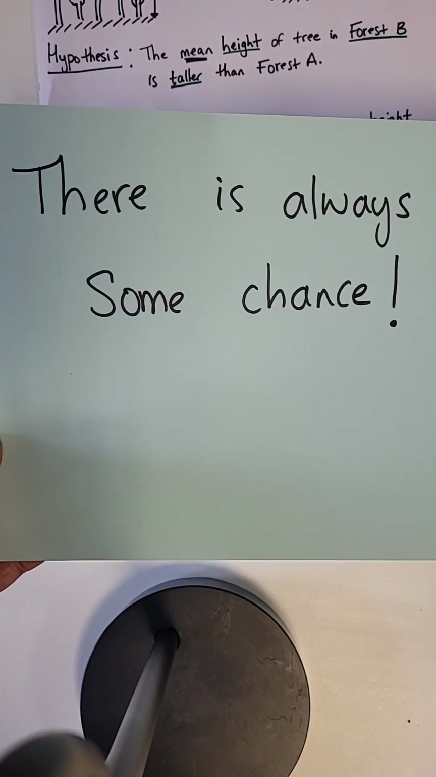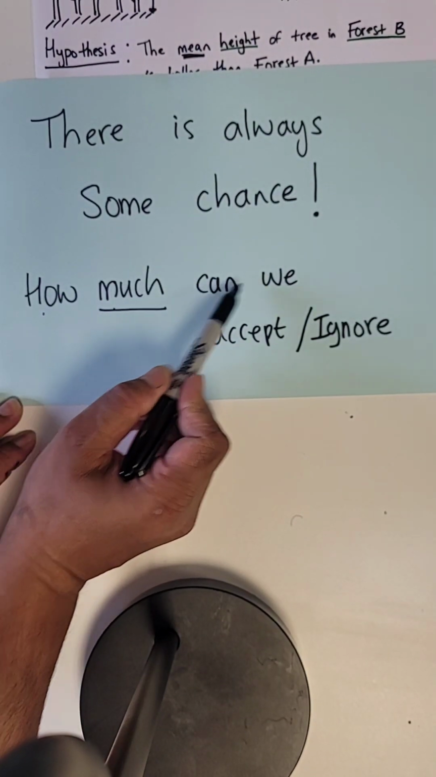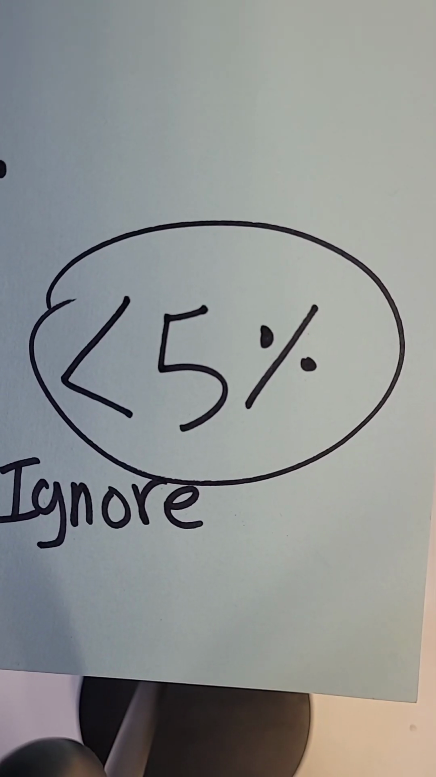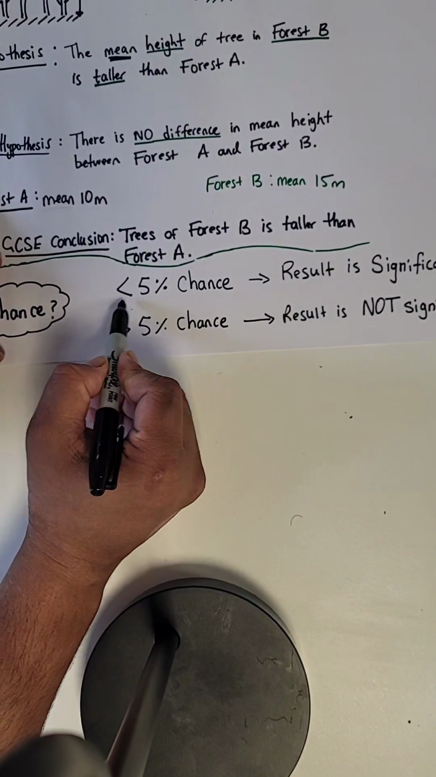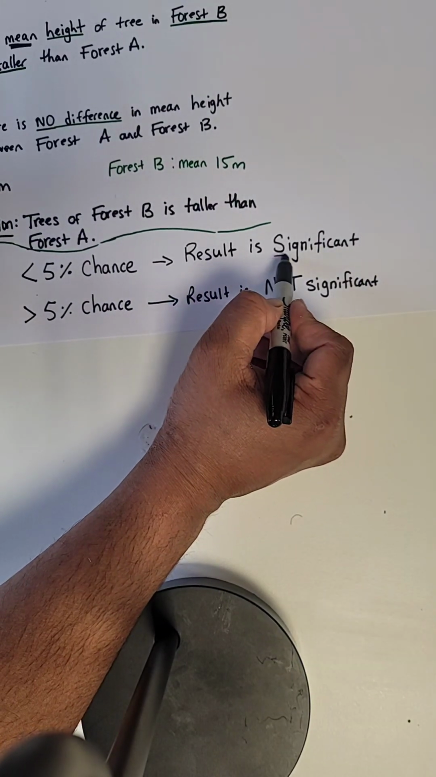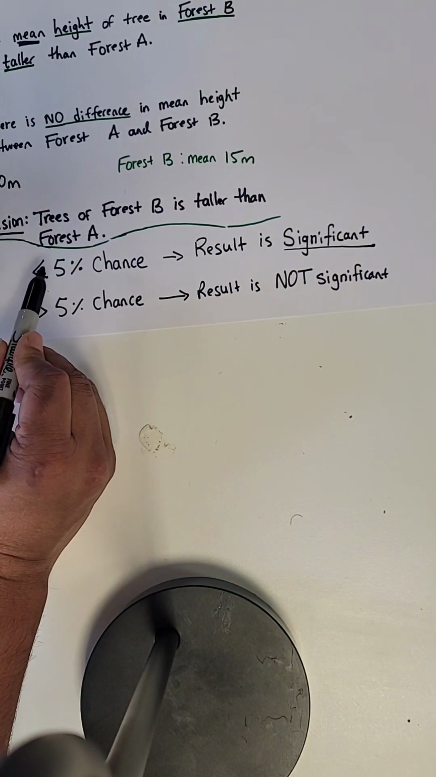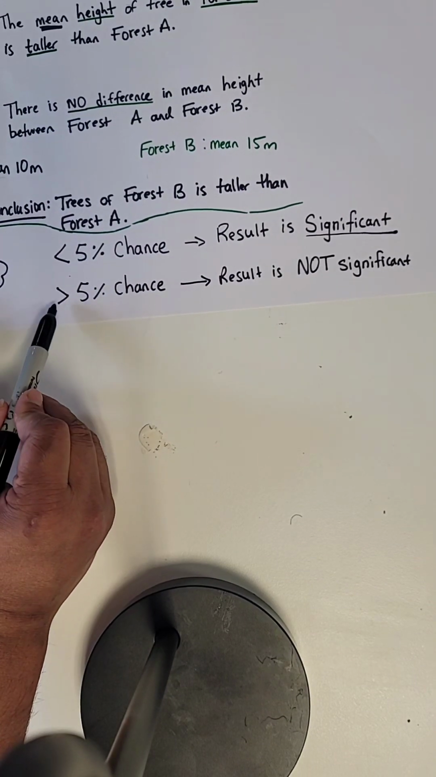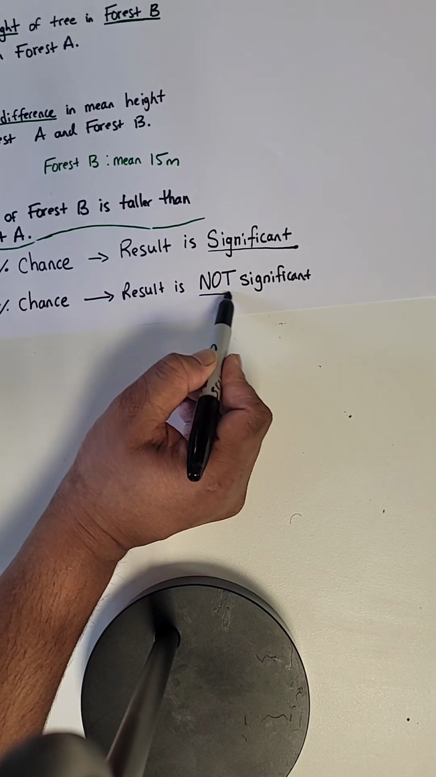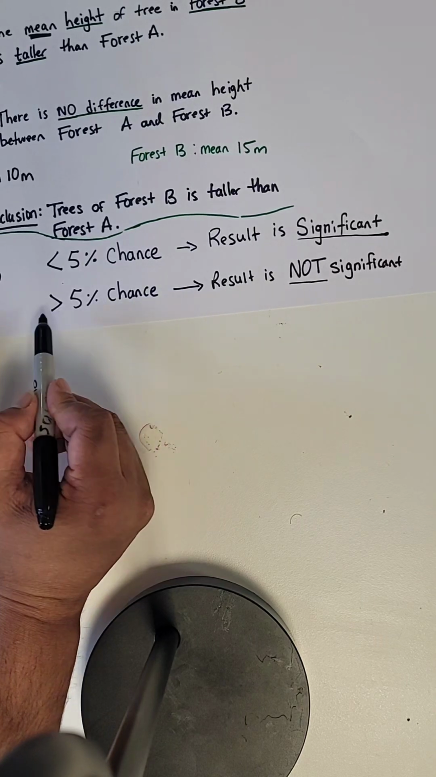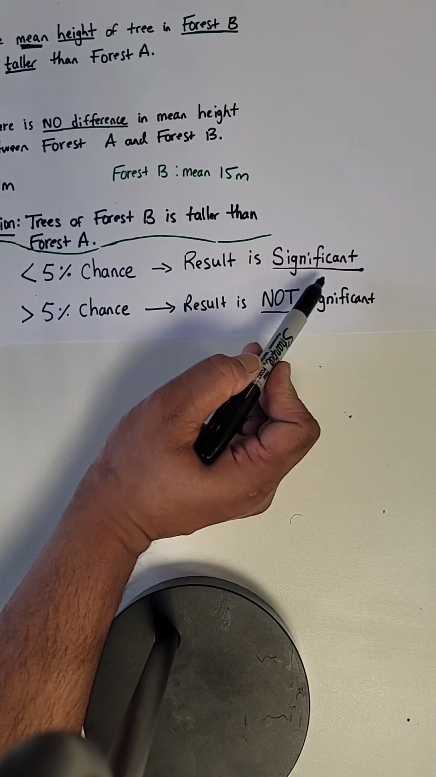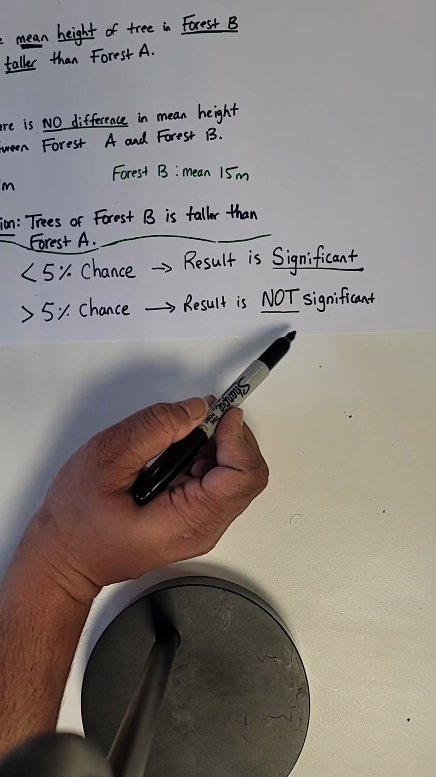Now, there is chance in everything. There's always a chance. So how much chance are we willing to accept or ignore? It's less than 5%. Memorize that for biology. So there's two scenarios now. If the probability of happening by chance is less than 5%, it means the result is significant. What does that mean? It's less than 5% chance. Now, the opposite scenario, if the probability of happening by chance is more than 5%, the result is not significant. So to summarize, if the probability of happening by chance is less than 5%, significant. More than 5%, not significant.